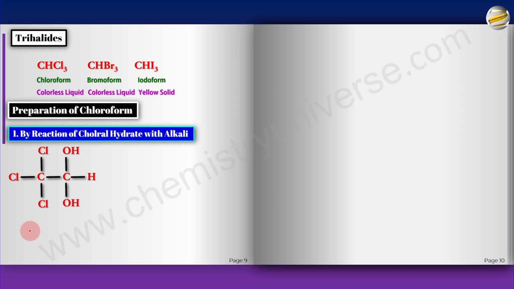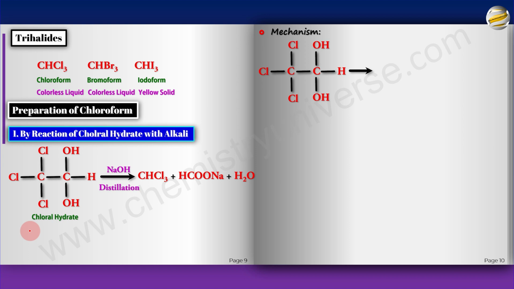But then if you heat it, of course, it becomes an aldehyde. So this is chloral hydrate. If you distill it with NaOH, you will get chloroform, the formate salt of sodium, and water. And this is the mechanism. You have this. What do you think will happen on heating? As I said, water will be lost and you will get an aldehyde. Now OH minus is going to act as a nucleophile on the electrophilic carbon.